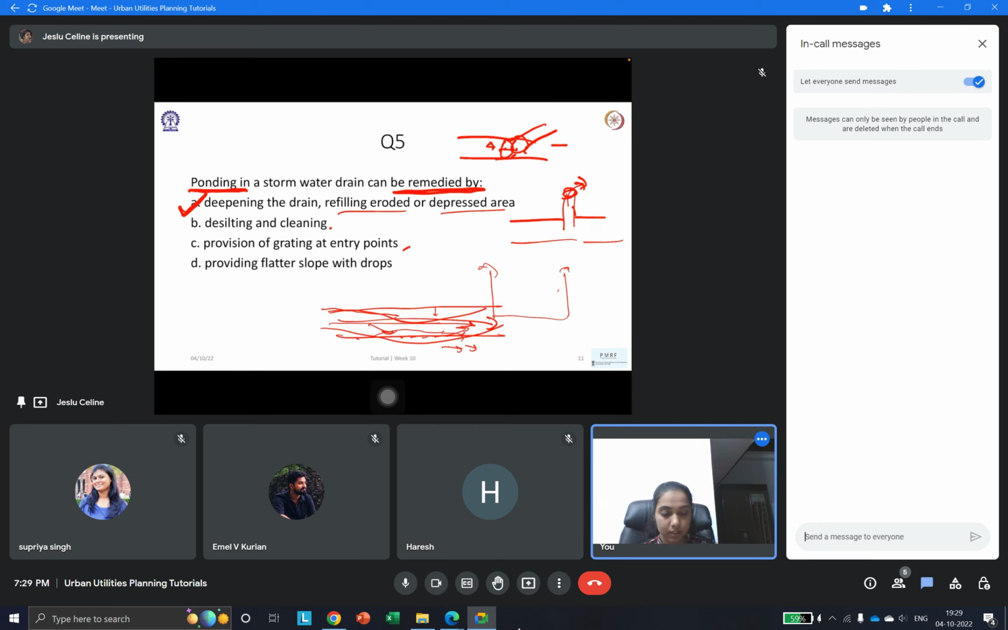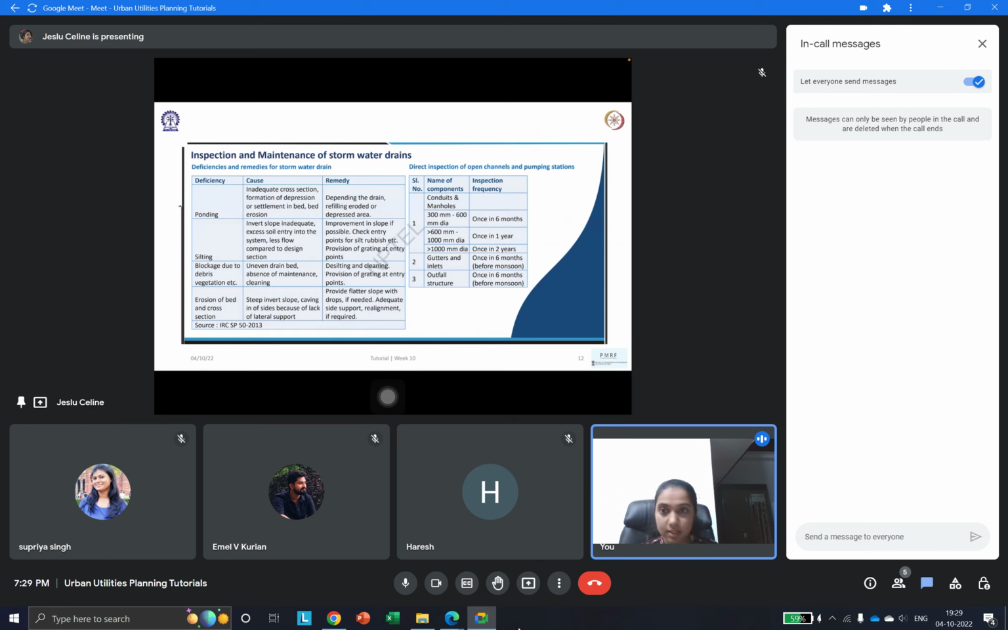Fine. So this is what we discussed about ponding. Why it happens is because of inadequate cross section, or formation of depression or settling in the bed, or bed erosion. These are the reasons why ponding can happen, and we remedy it by deepening the drain or refilling the eroded area. This is as per standards. Desilting and cleaning is used as a remedy for blockage due to debris and vegetation, and flatter slope is used for erosion of bed and cross section. To avoid that only we use a flatter slope. Fine. So let's proceed.